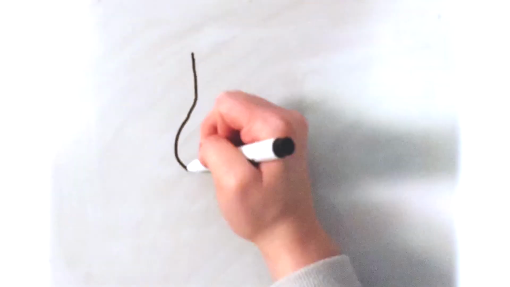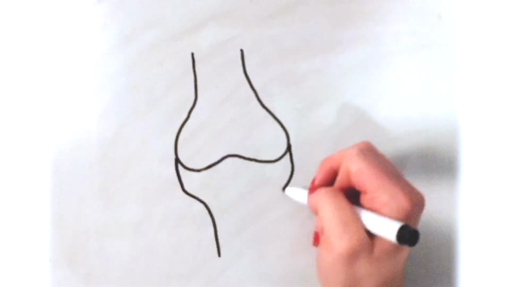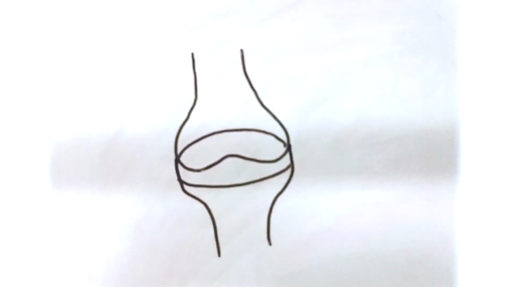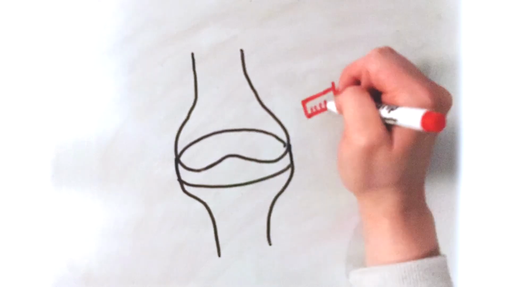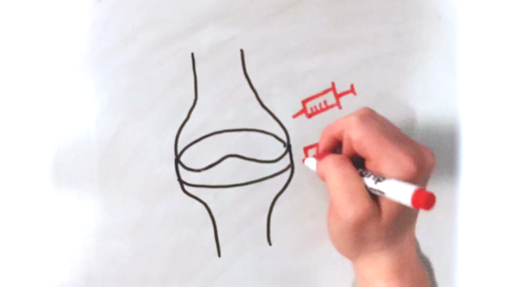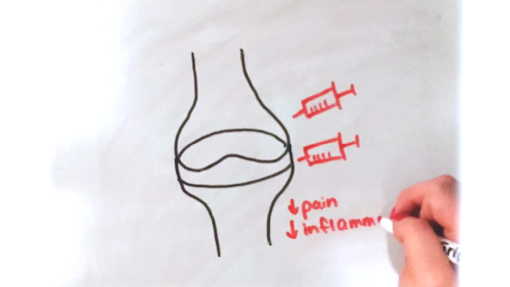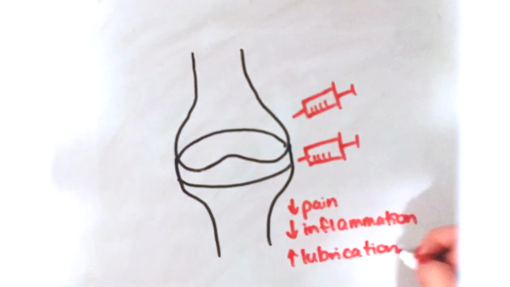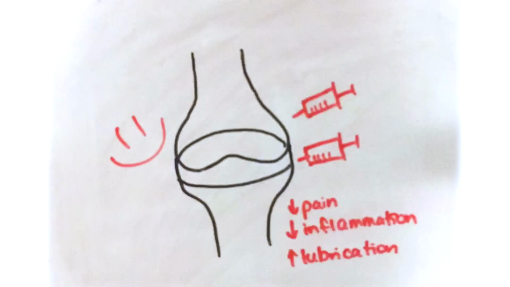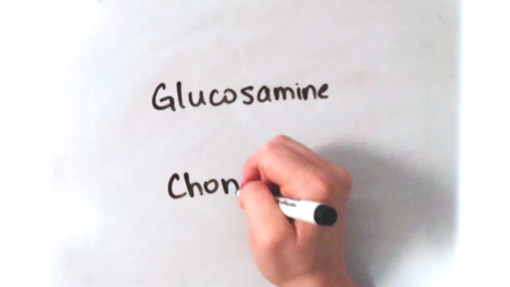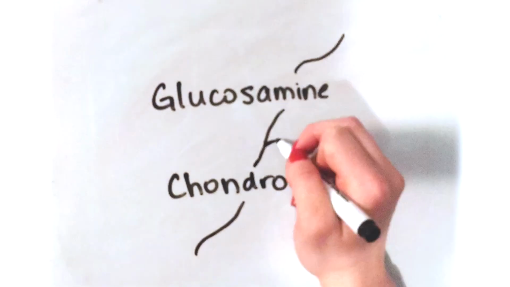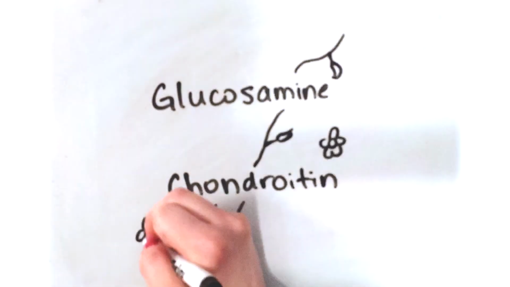Intra-articular injections are also available. These include sodium hyaluronate for joint lubrication and corticosteroids to decrease inflammation and pain. However, corticosteroids are limited to 3 to 4 injections per year due to the negative long-term effects they can have on the joint. Glucosamine and chondroitin are natural therapies that are building blocks of cartilage and have been shown to decrease signs and symptoms and improve cartilage health.